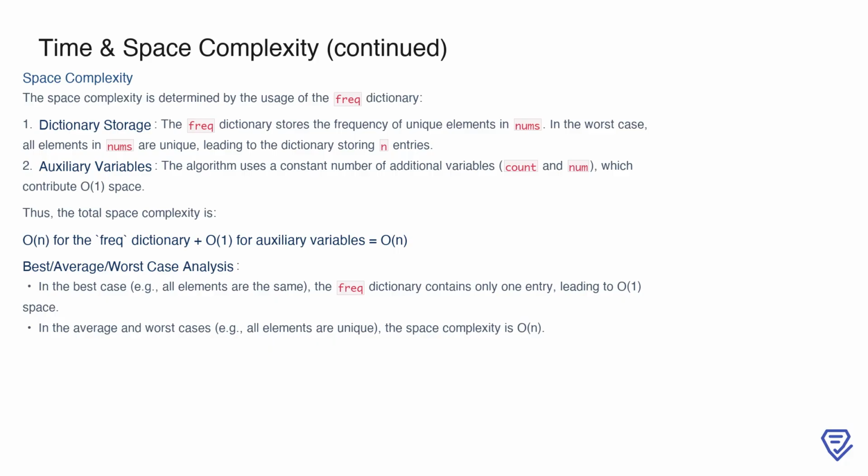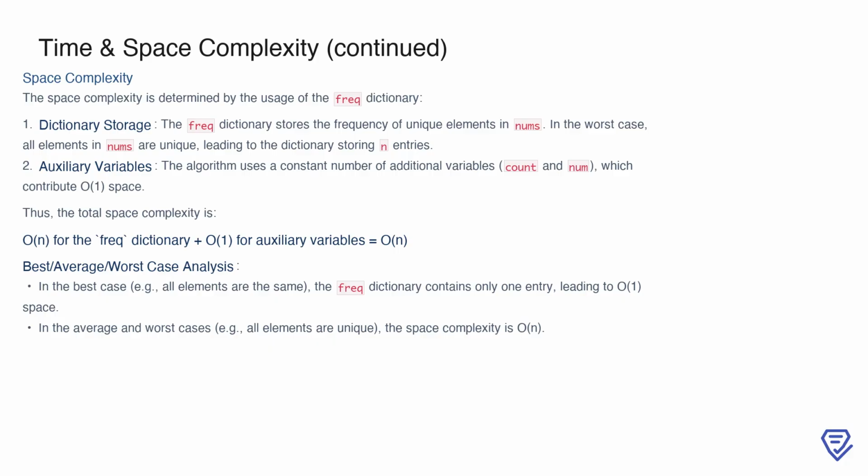Now, turning to space complexity, the primary factor is the frequency dictionary, which tracks the frequency of elements encountered so far. In the best-case scenario, such as when all elements in nums are identical, the dictionary contains only one entry, resulting in O(1) space usage. On the other hand, in the worst case, where all elements are unique, the dictionary grows to store n entries, leading to O(n) space complexity.